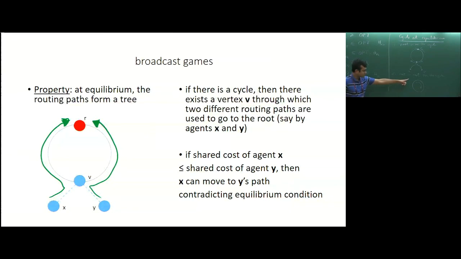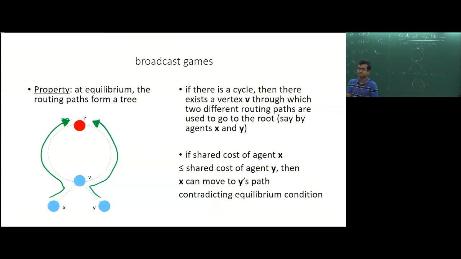Now since the root is not on the cycle, there must be an edge from the cycle leaving it. Right? Because otherwise, any path that's on the cycle just keeps circling around the cycle. It has no way to leave the cycle. But if it leaves it, then let's look at this vertex, the vertex where there's a leaving edge. Again, this vertex has two different paths going through it. One leaves it, at least one of them leaves it, and at least one of them continues on the cycle and maybe leaves at some other point. And I have exactly the same argument.